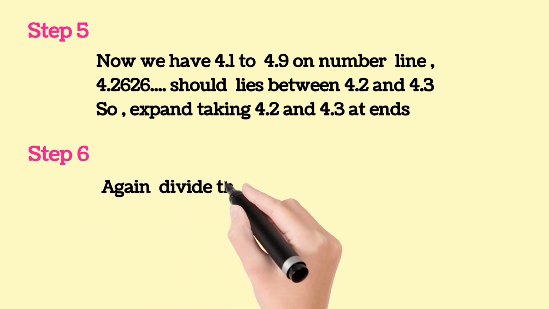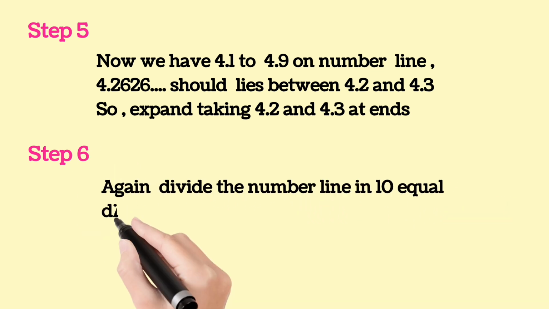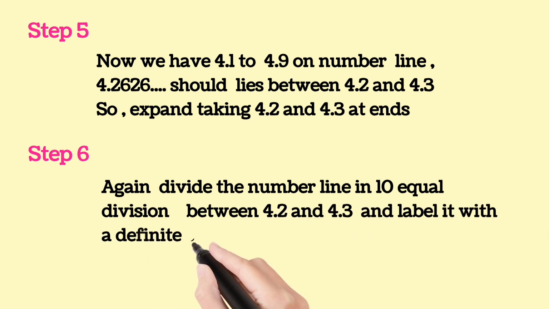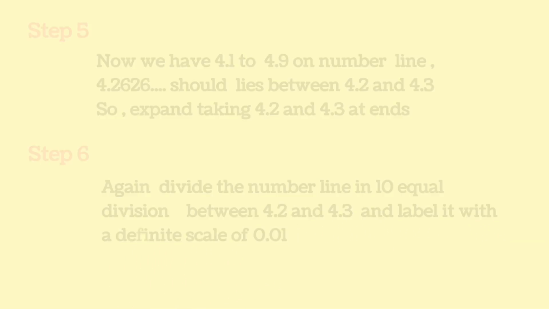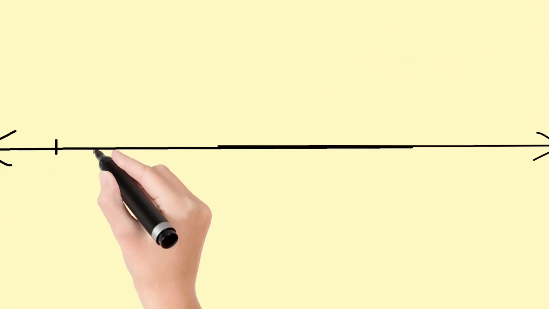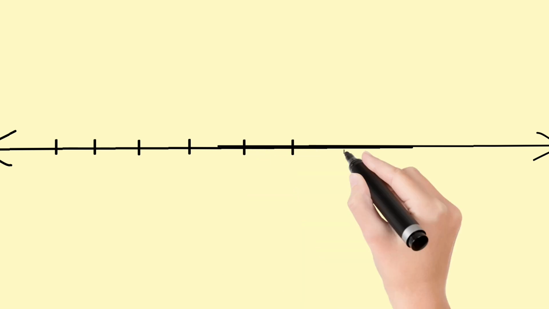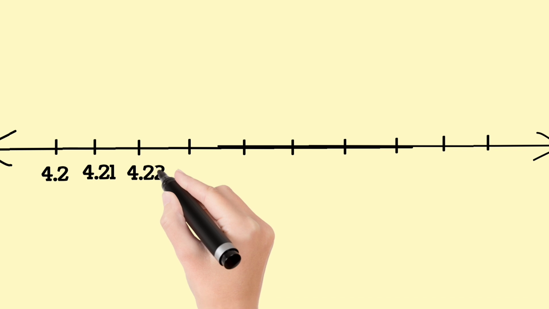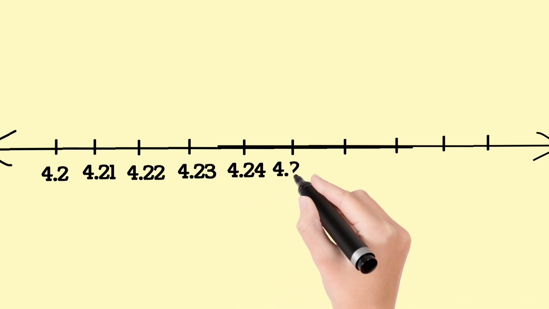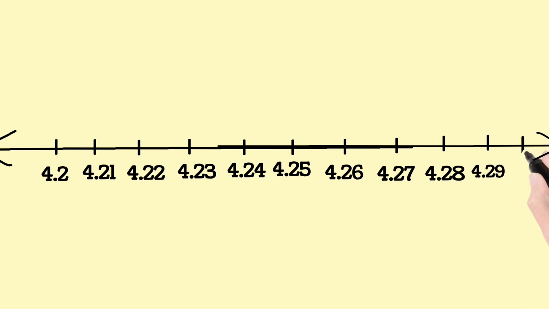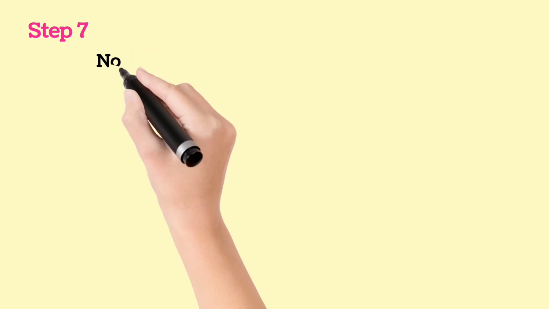Step 6: again divide the number line in 10 equal divisions between 4.2 and 4.3 and label it with a definite scale of 0.01. Draw a number line with an arrow at both ends and now divide it in 10 equal divisions with a 0.01 scale and mark 4.2, 4.21, 4.22, 4.23, 4.24, 4.25, 4.26, 4.27, 4.28, 4.29 and 4.3, and mark 4.26. Step 7.